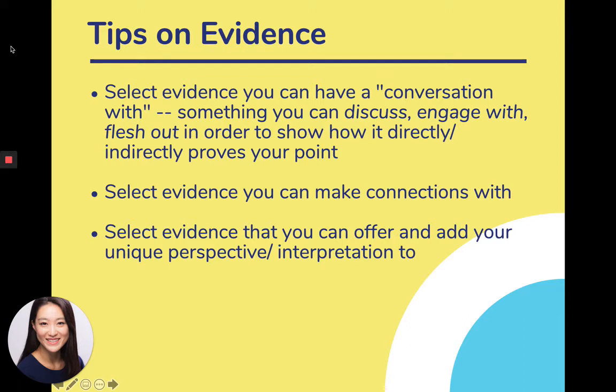Oftentimes, students will provide various examples and quotations or paraphrases, but they're not really sure which ones to use and which ones to leave out. So here are some tips. Select evidence that you have a lot to say about. So something that you can spend time discussing, engaging with, and fleshing out. Select evidence that you can easily make connections with other examples from primary sources or real-world examples.